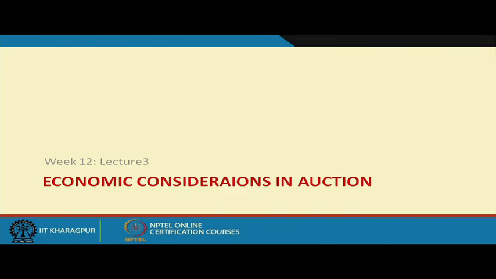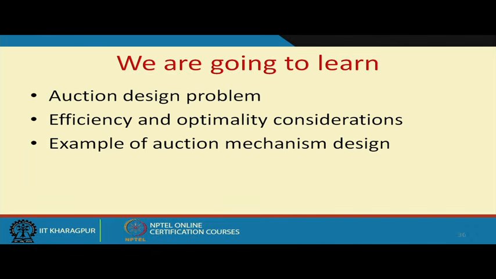Now, today we are going to consider various economic considerations under auction. So, in this lecture we are going to learn about the auction design problem, and try to understand the difference between efficiency and optimality considerations during design. And we are going to see one example of an auction mechanism, and how an auction mechanism design happens.